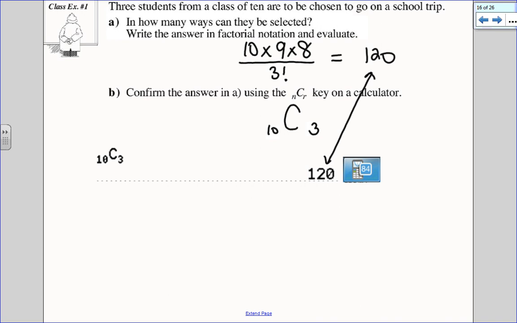So this is nice because you guys have a choice on how you want to do it. You can do it using your fraction and factorials, or you can do it using your 10C3 button. So remember, for fundamental counting principle, I said I really like to do permutations using that. Combinations, I kind of like using the button because it's a little bit quicker, but you choose whichever way that you want to do it.